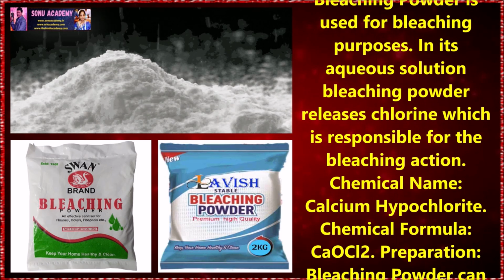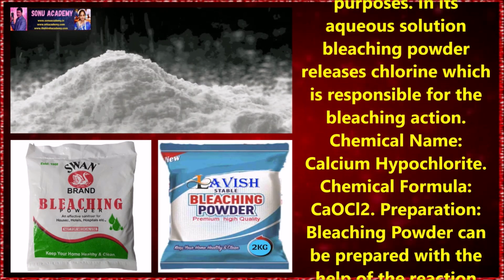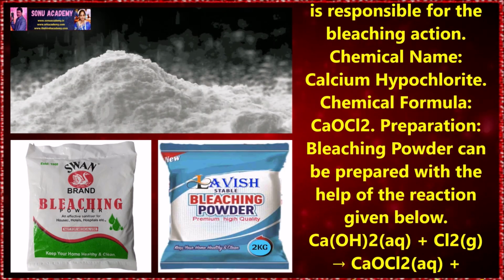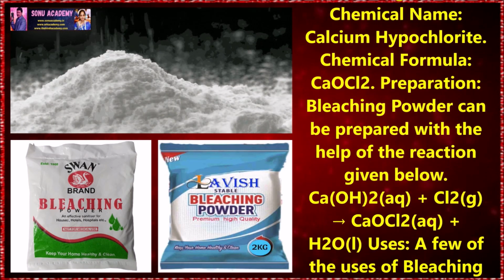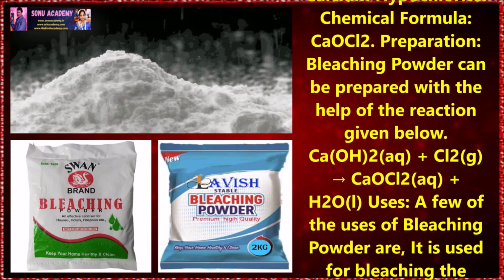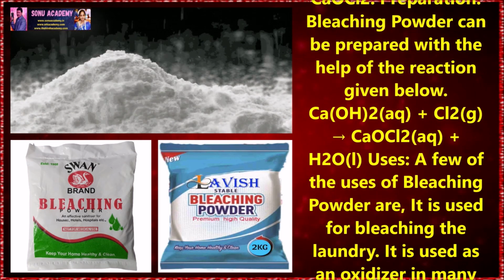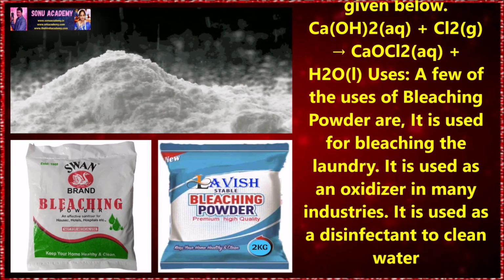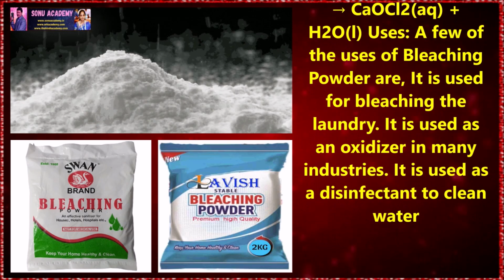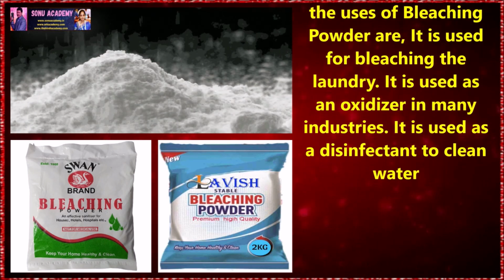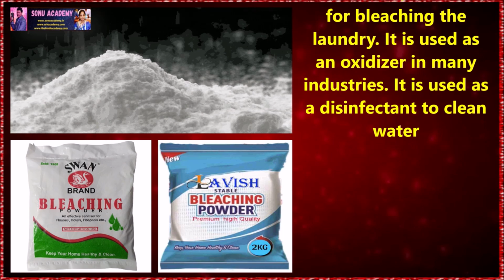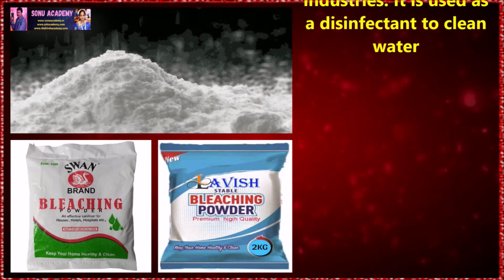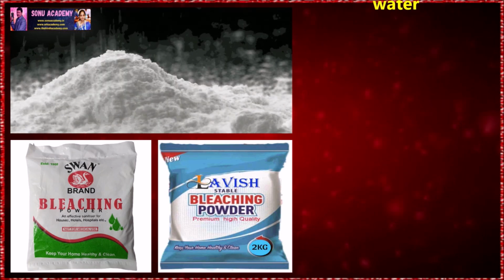Let us see the details of bleaching powder. The chemical name of bleaching powder is calcium hypochlorite. Chemical formula is CaOCl2. Bleaching powder can be prepared with the help of the following reaction, that is Ca(OH)2 plus Cl2 gives rise to CaOCl2 plus H2O. The uses of bleaching powder are: it is used for bleaching laundry. It is used as an oxidizer in many industries. It is used as a disinfectant to clean water.